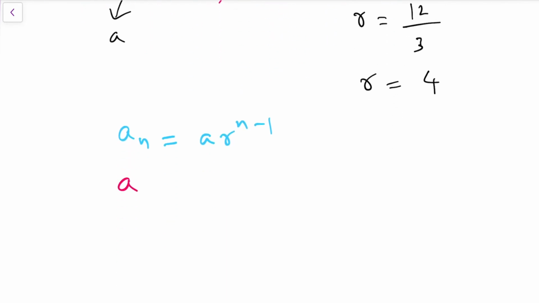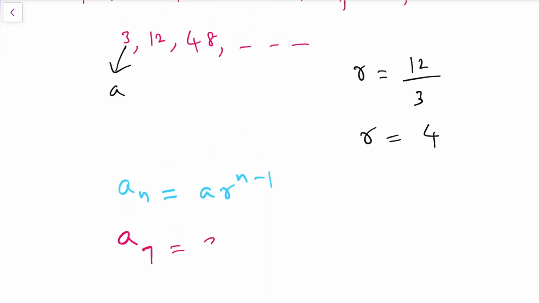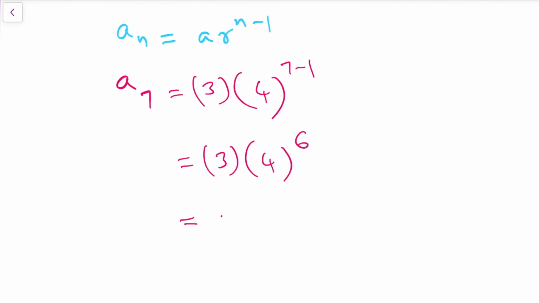So n means which term is he asking? Seventh term, right? So a7 equals a value, how much then? 3 into r value is 4, power n value is 7 minus 1. So it's equal to 3 into 4 power 7 minus 1, 6. So we will get the answer as 3 into 4 power 6. How much is that?